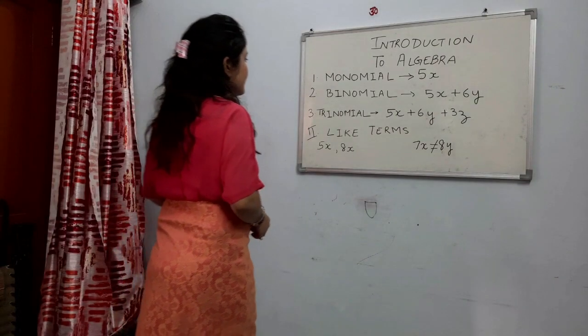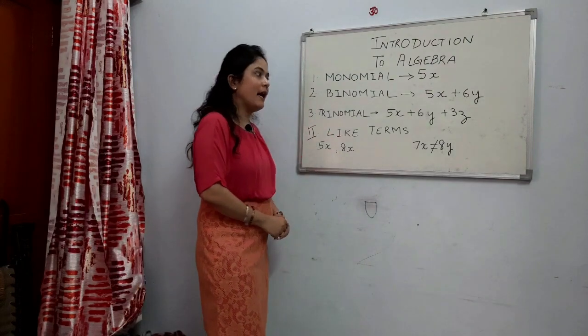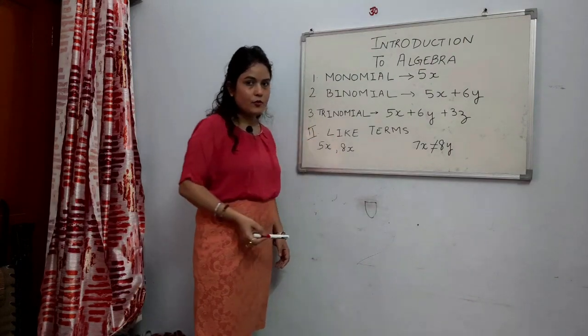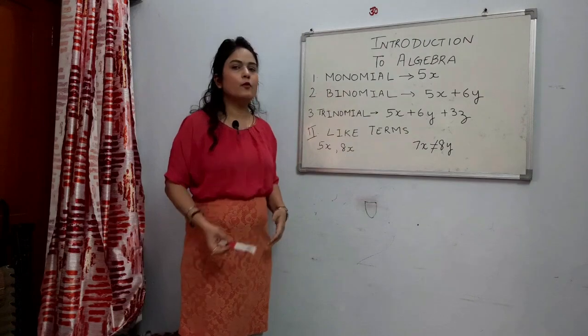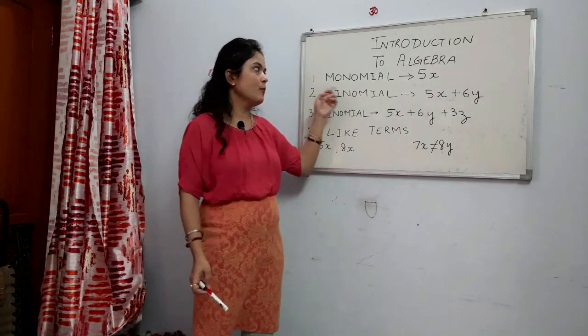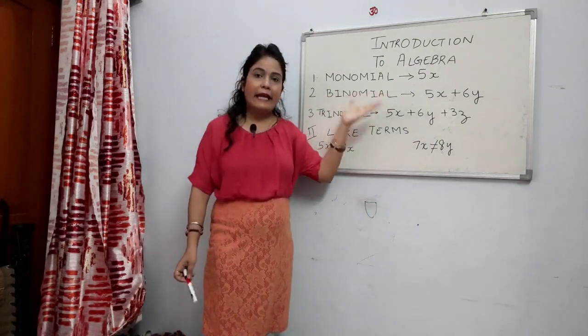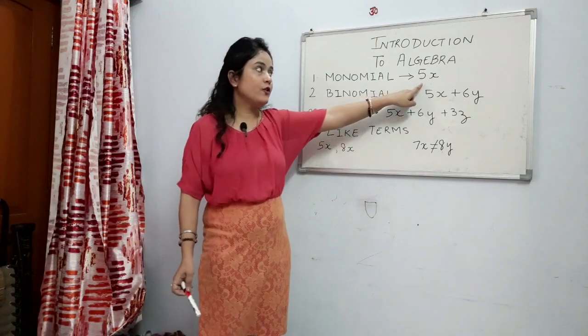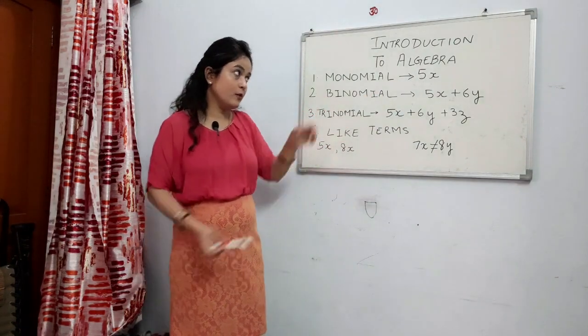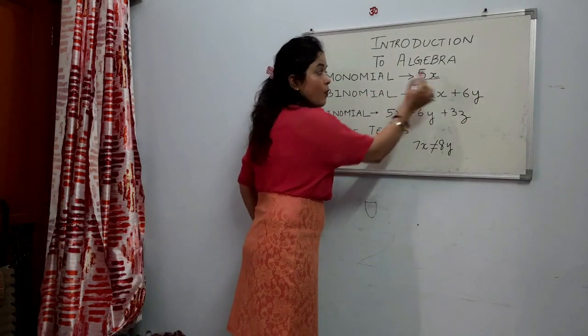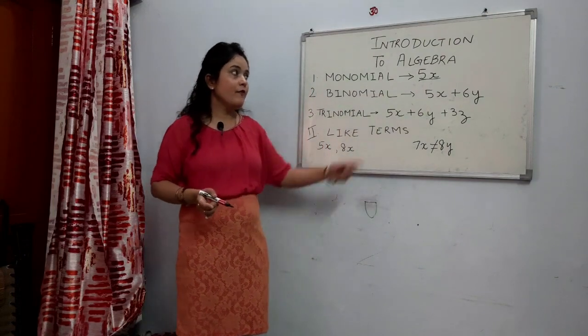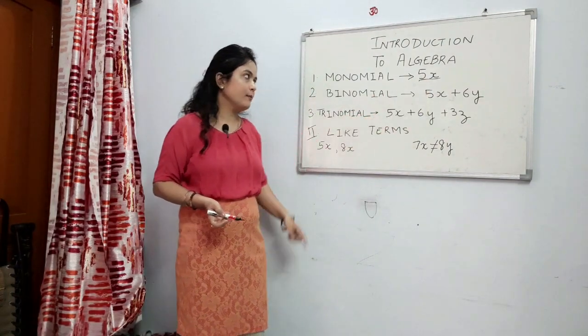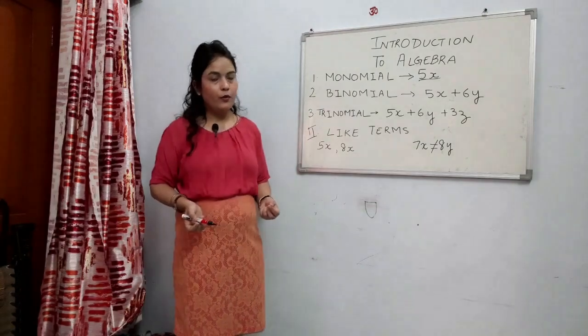Okay, so we were studying about monomial, binomial and trinomial. So monomial we've already studied in the last video, that monomial is actually any algebraic expression with just one term. Now this is one term. That is 5x. 5 is a coefficient, x is a variable. So one term is called monomial.